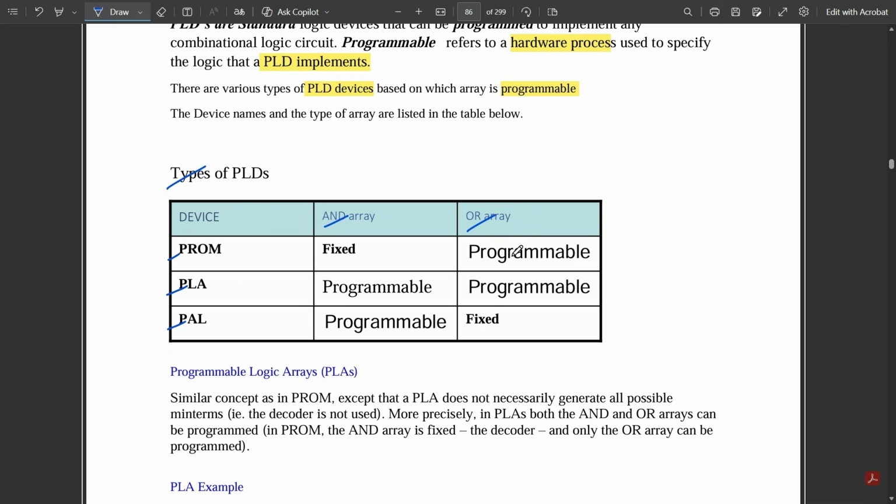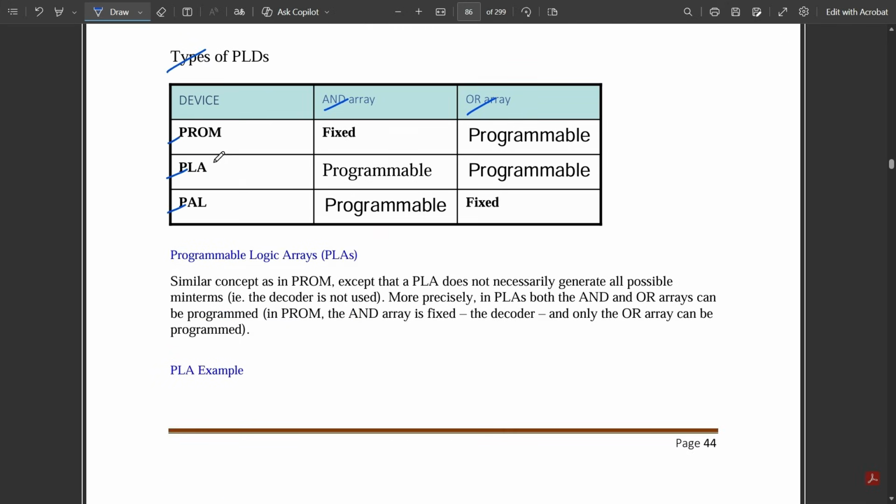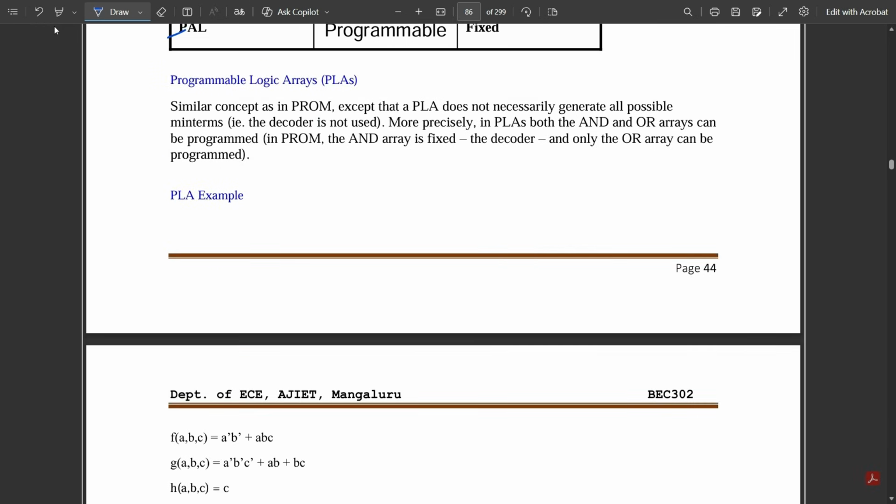Okay. So with respect to these things, let us try to understand what we mean by programmable logic array and array logic with one simple example. Now let's get to the concept of programmable logic arrays, that is PLAs.